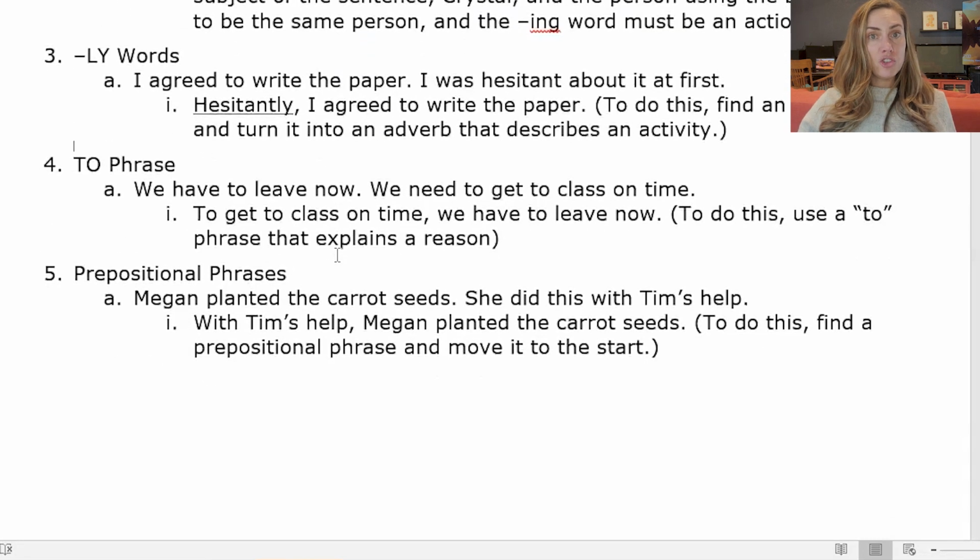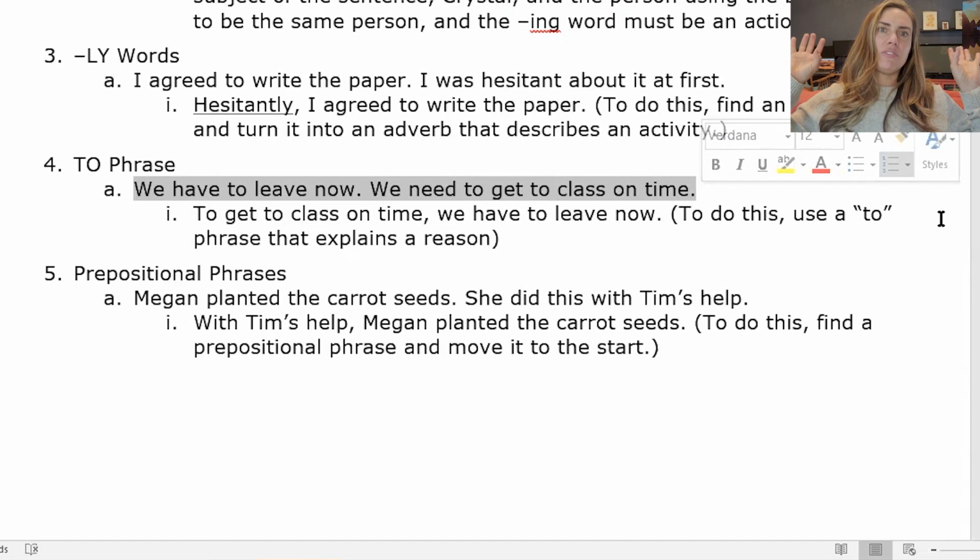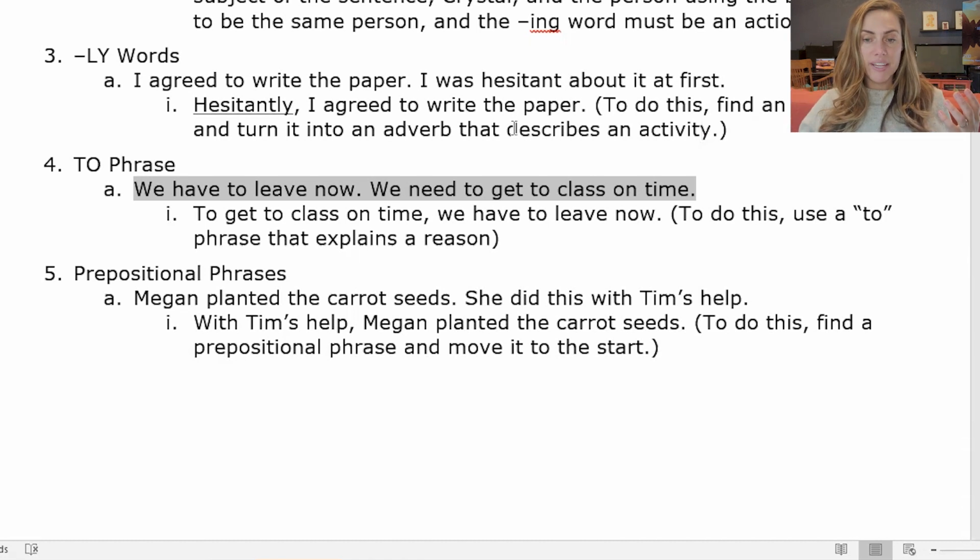You can start with a to phrase. Look at these 2. We have to leave now. We need to get to class on time. So let's get away from simple sentence, simple sentence, simple sentence. Let's add more variety. Let's start with a to phrase.